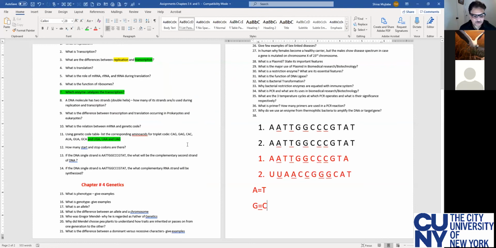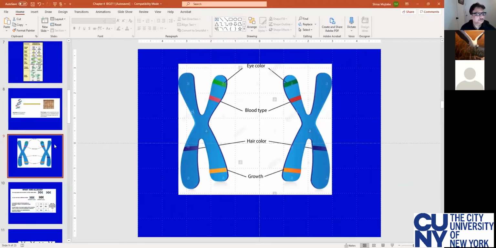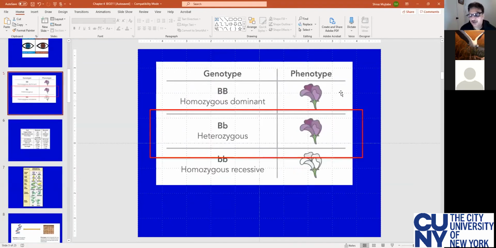So what's the next question? What is the difference between homozygous and heterozygous traits? Let's look at this slide.